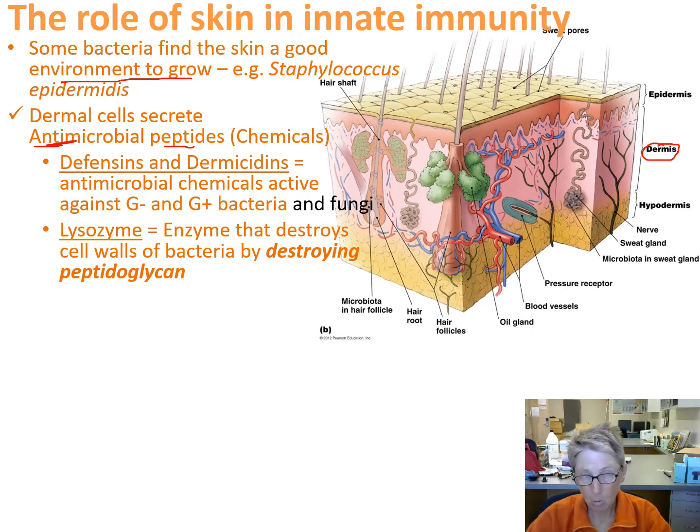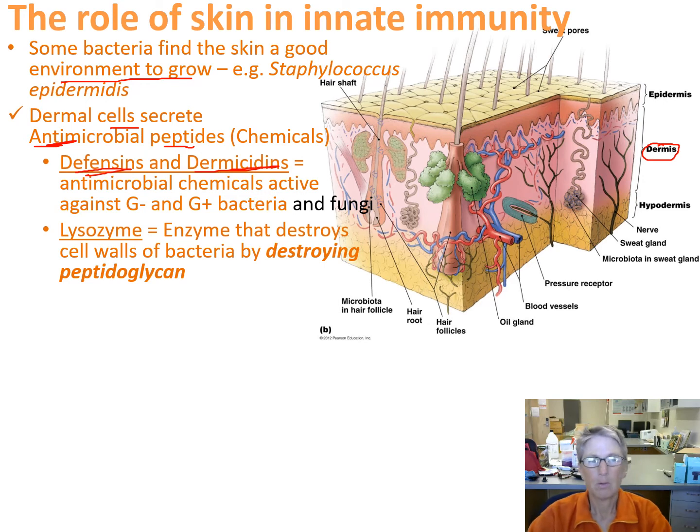And those include the molecules that the dermal cells secrete, defensins and dermicidins. Those are chemicals that are active against gram-negative and gram-positive bacteria and fungi.